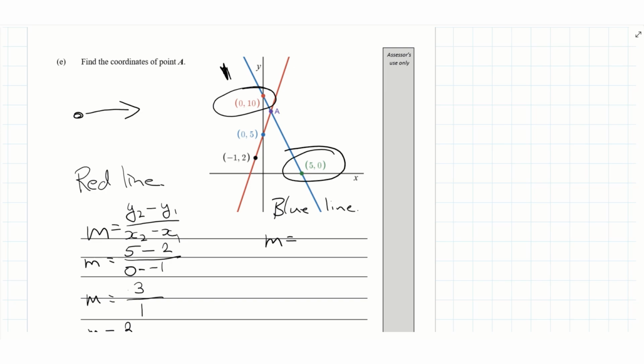And my second value, this is my second one. So my second y value is this one here. My second y value, 0, minus my first y value, 10, over my second x value, 5, minus my first x value, 0, which is m is equal to negative 10 over 5, which is the same thing as negative 2.